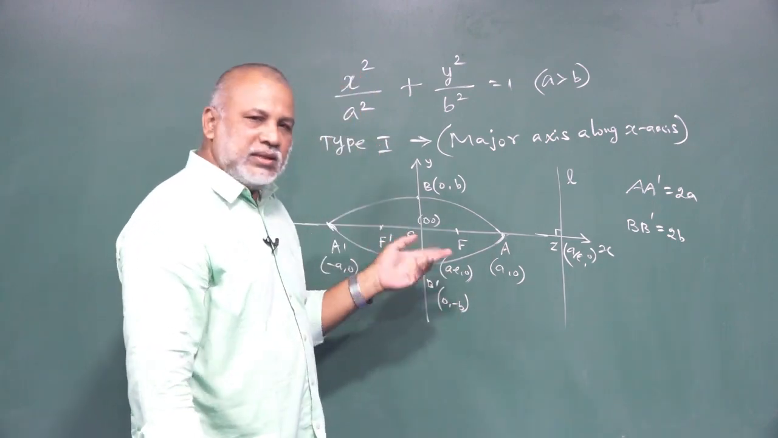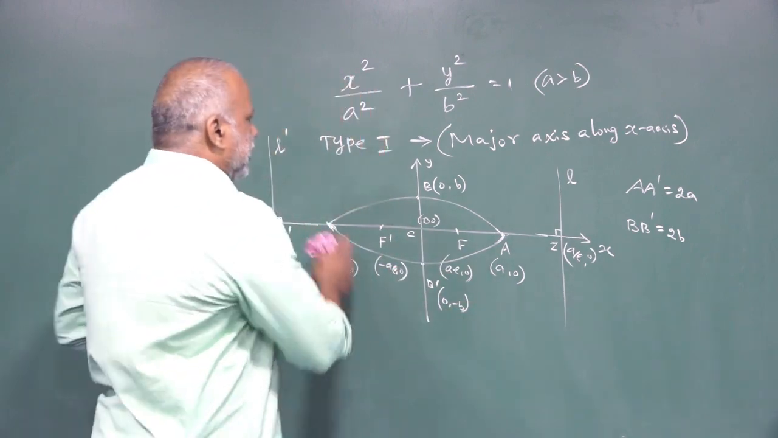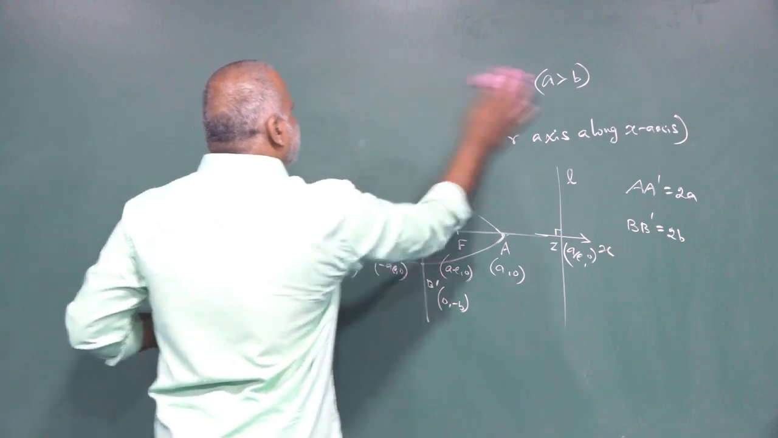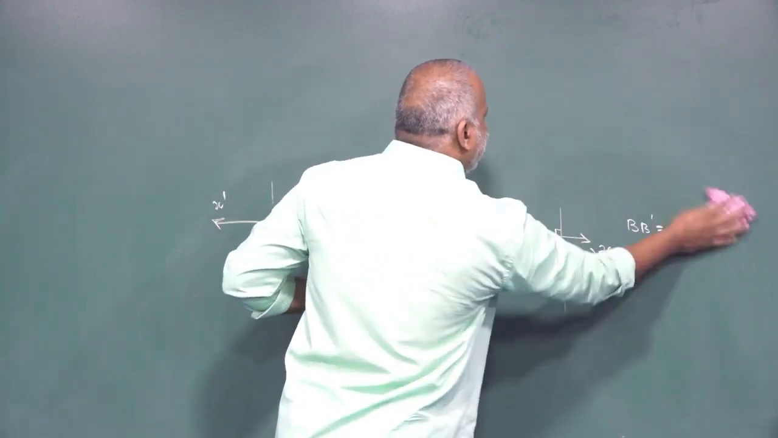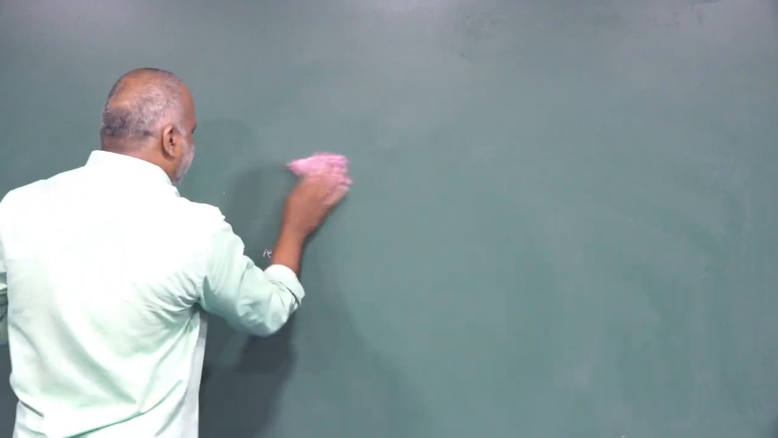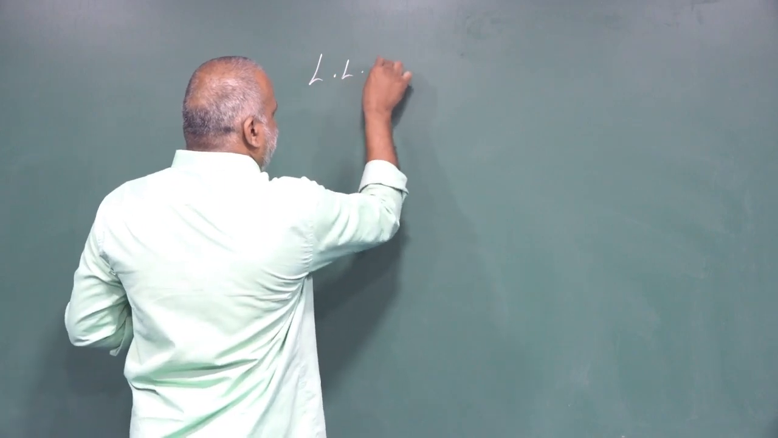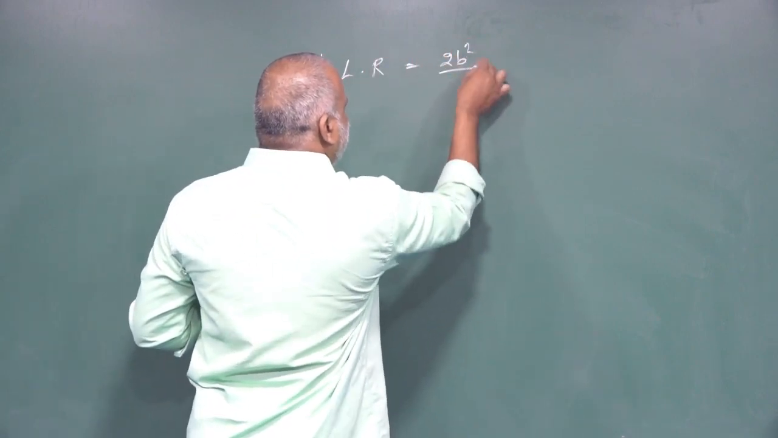On this basis, the same type number 2 we also derived and worked out. Then one more logic we worked out: the length of the latus rectum. What is the length of the latus rectum? We already worked out that the length of the latus rectum equals 2b squared by a.